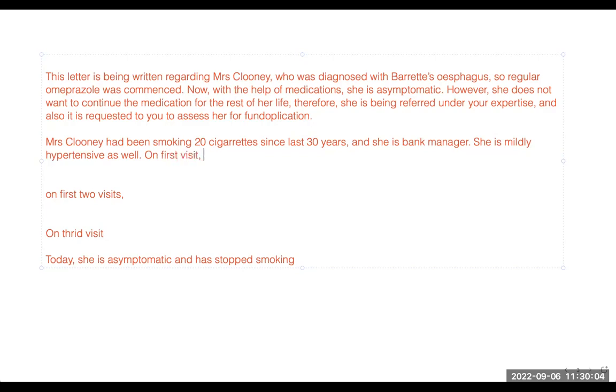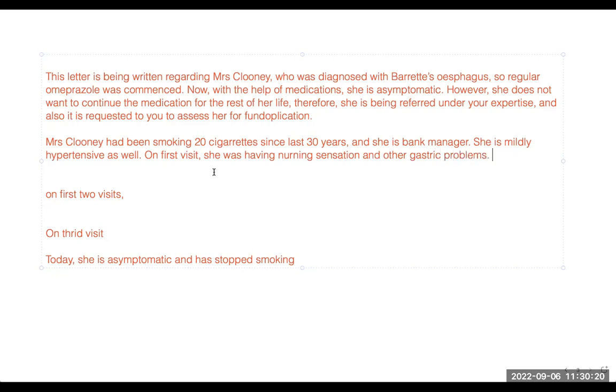Only the important words. This can be anything. I would like to choose that she was having a burning sensation, and other gastric problems, I can say, or anything.